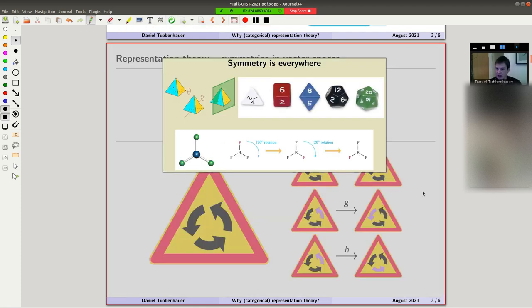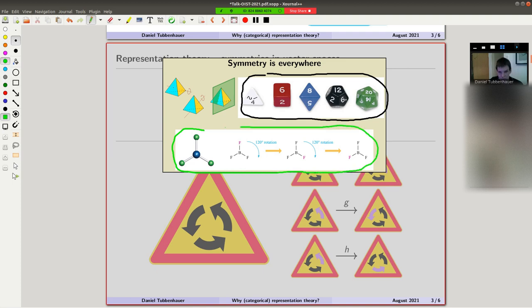And symmetry is really everywhere, and that's the starting point for why representation theory is so useful throughout mathematics and throughout the sciences. The classical examples in mathematics that you will see are dice, or more strictly speaking, platonic solids. So the five platonic solids here, informed dice, and you can think of the various symmetries of those objects. I will show you an animation in a second. But they also appear in nature. I stole this here from a paper using representation theory. I think it was in chemistry.